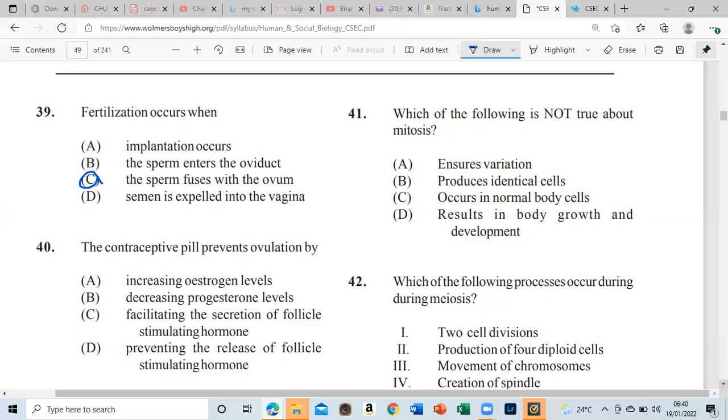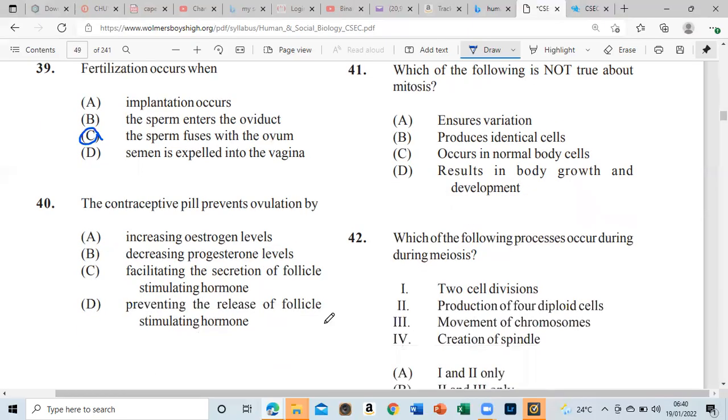The contraceptive pill prevents ovulation by A, increasing estrogen levels, B, decreasing progesterone levels, C, facilitating the secretion of follicle-stimulating hormone, or D, preventing the release of follicle-stimulating hormone. The contraceptive pill prevents ovulation by preventing the release of follicle-stimulating hormone. So 40 would be D. Let's move on to 41.